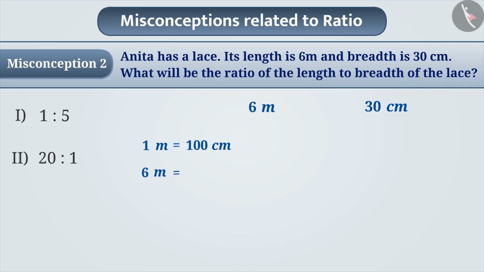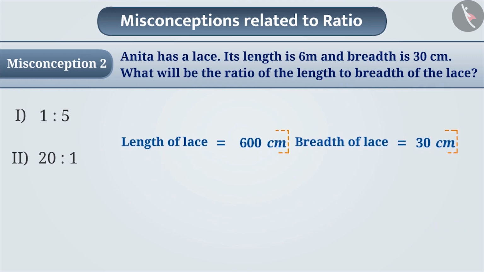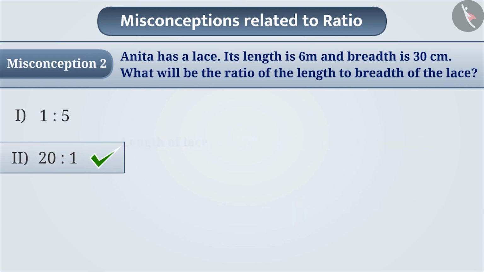Since 1 meter is equal to 100 centimeters, 6 meters is equal to 6 into 100 centimeters, which is equal to 600 centimeters. Therefore, the length of the lace is 600 centimeters and the breadth is 30 centimeters. Since both the quantities have the same units, we can find their ratio. Ratio of length to breadth of the lace is 600 by 30, which is equal to 20 by 1, that is, 20 is to 1.